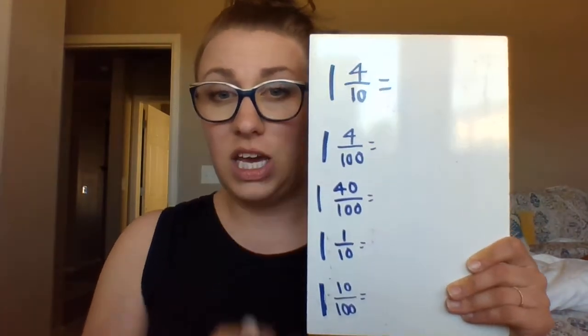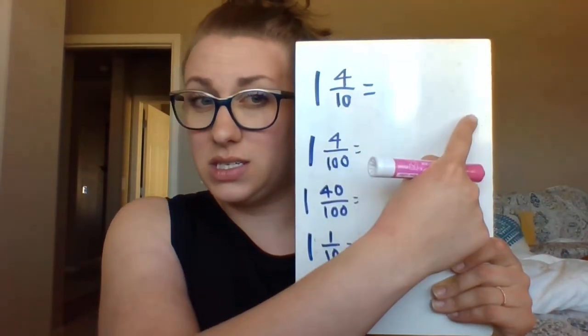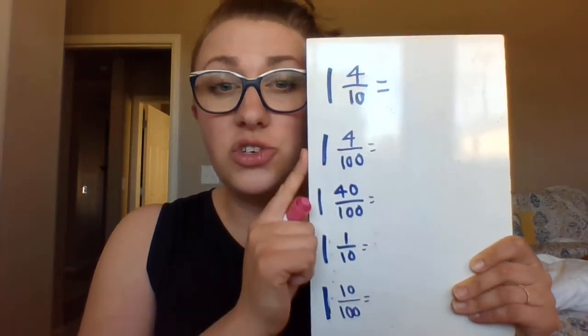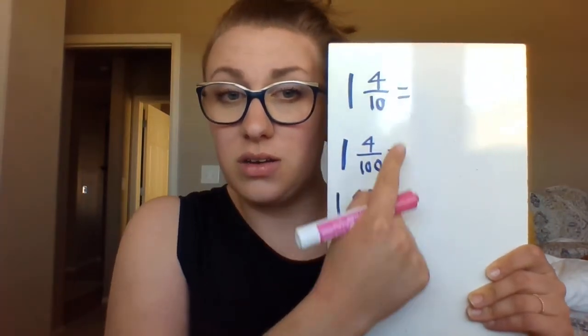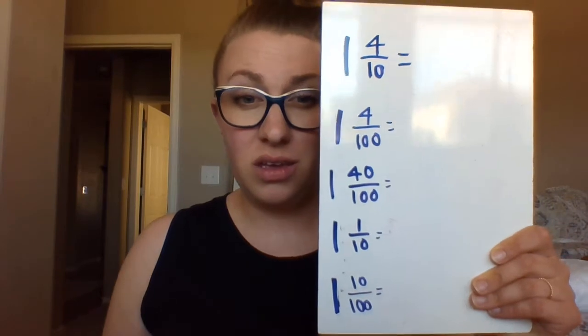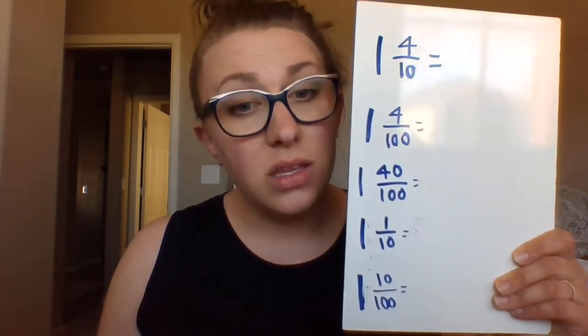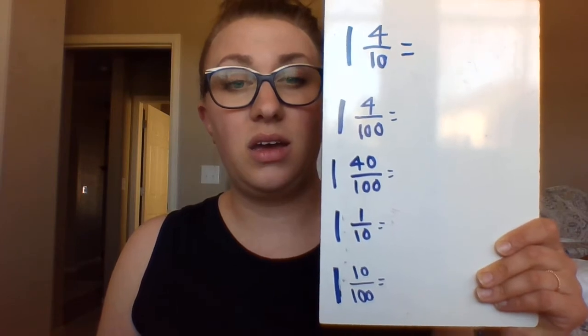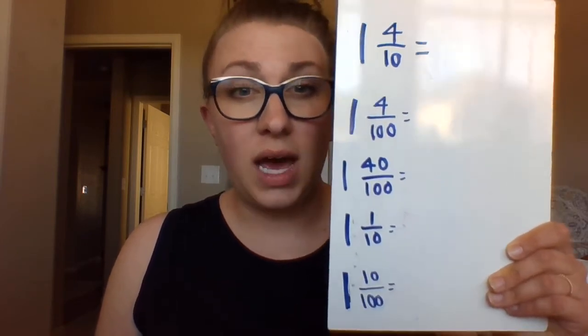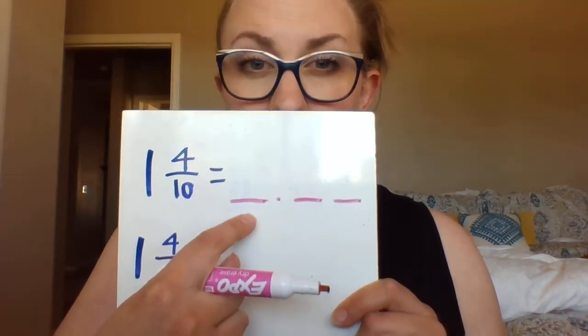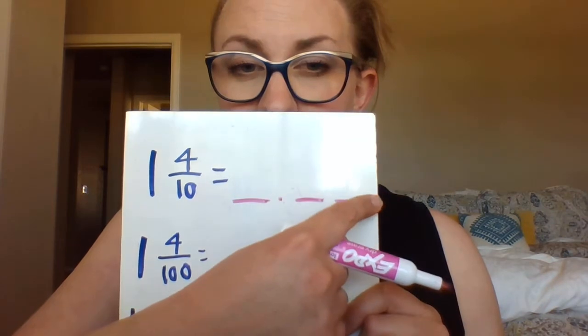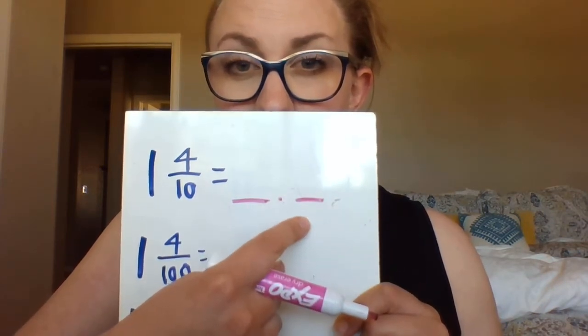I have 1 4/10 is the same as some number. 1 4/100, there's a difference there, okay? 1 40/100, 1 1/10, and 1 10/100. Okay, so I'm going to put this down for a second to show you what we're looking for here. Remember the first one is 1 4/10. Let me give you a hint. To rewrite this as a decimal, you're going to have a whole number here, your decimal point. And actually, you're only going to go up to the tenths place.